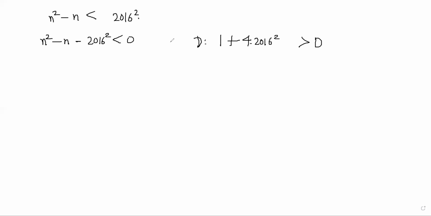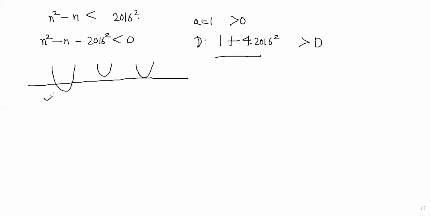And also the first coefficient a is 1, which is positive. So again, the graph looks like this or this or this, right? So which one is it now? It has to be this one again. But this time my inequality is searching for values of n so that the whole thing is negative, so it should be the other way. It should be in between.